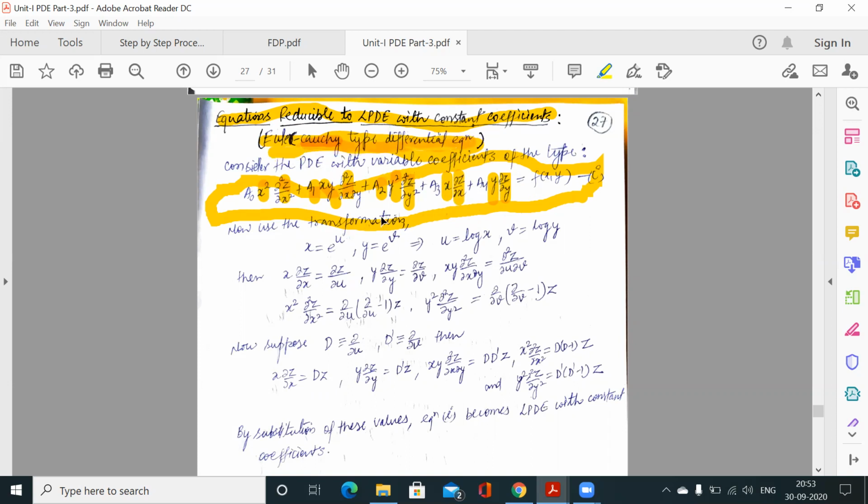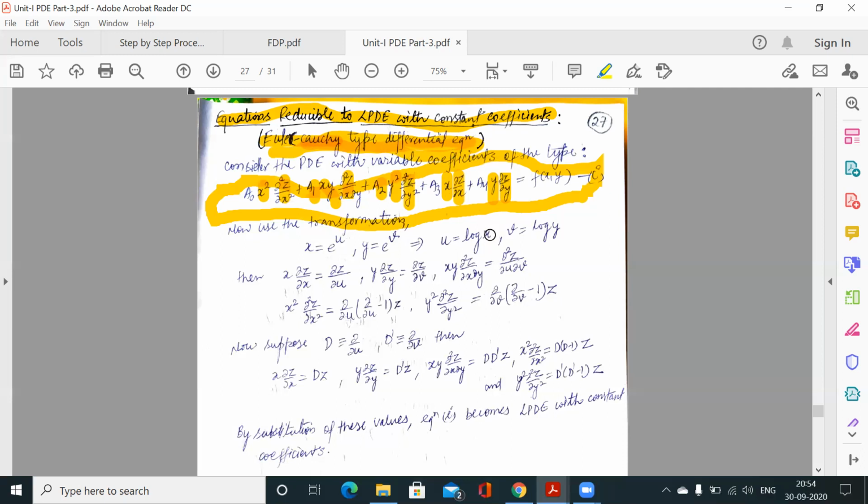In this form we cannot apply complementary function and particular integral, because that solution is valid for an LPDE with constant coefficients, but here we have variable coefficients. Only this type of LPDE, where the variables are fixed in the coefficients, is convertible. With the first order derivative we have x or y in multiplication. For the second order derivative we have either x square, xy or y square as coefficients. This type of equation is called Euler-Cauchy type equation.